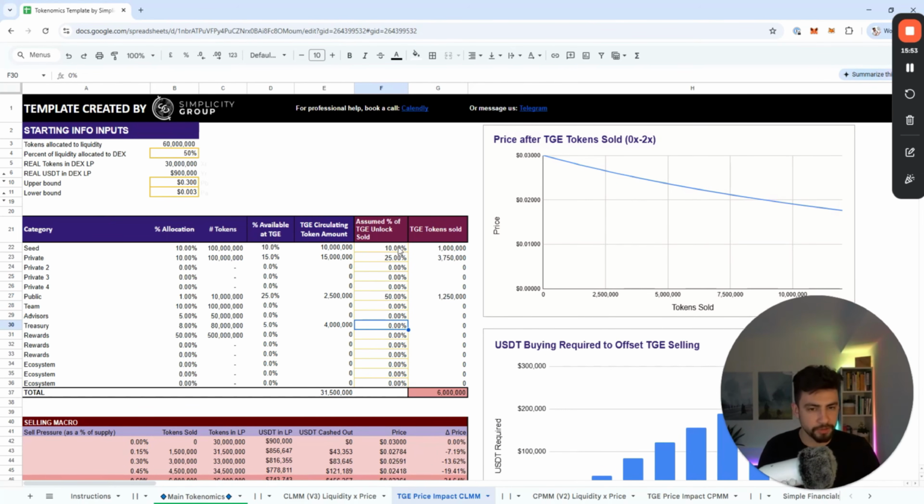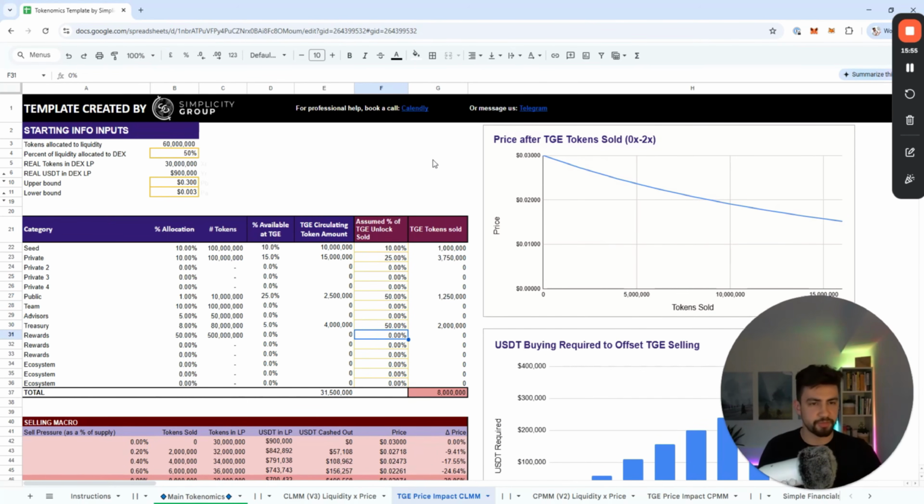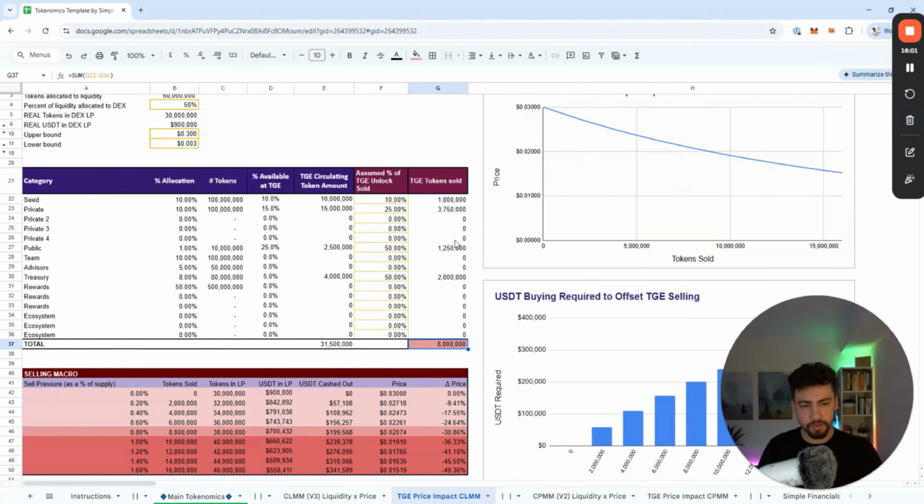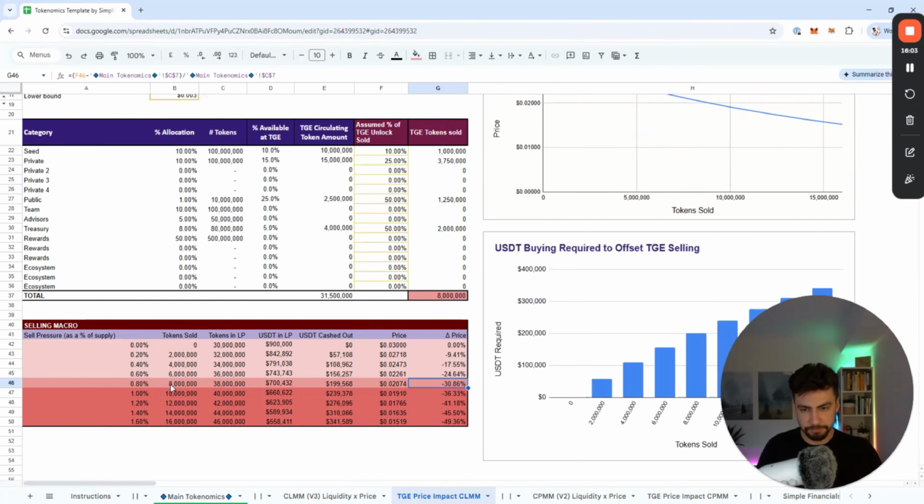And let's say the airdrop people, they also sell 50%. So the other 50% of users hold on to their tokens. So we end up selling 8 million tokens on TGE. What does that mean? As you can see here, that means that the price will go down by 31%, right? 30.86. This is directly correlated to this.